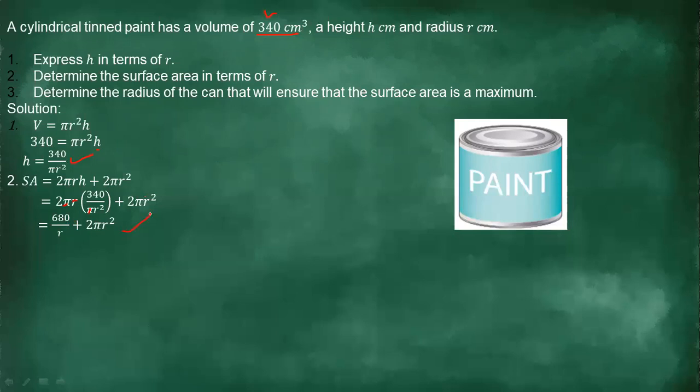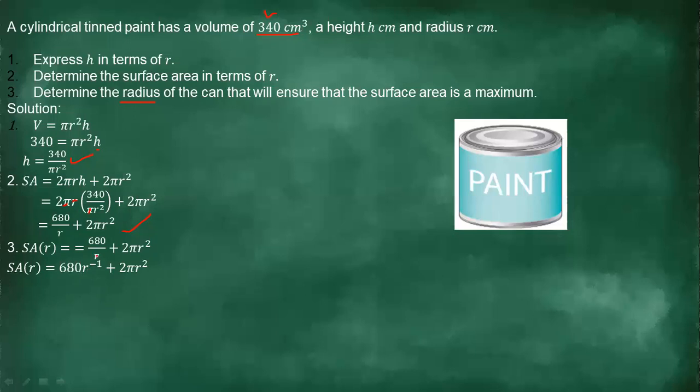All right. Then we have answered that question that says you should determine the surface area in terms of R. You can see there is R there, R there. And then determine the radius. We are now looking for the radius of the can that can ensure that the surface area is maximum, right? Let's check. And then this is the equation from there. We are going to be deriving with respect to R.